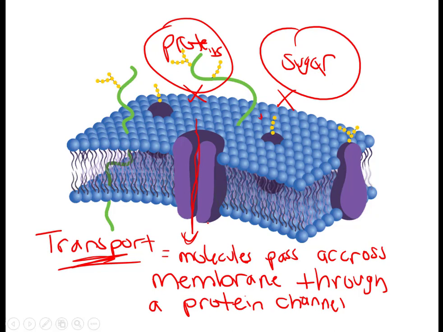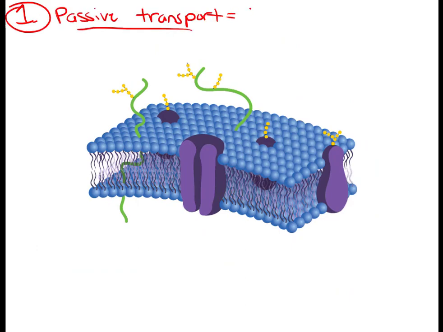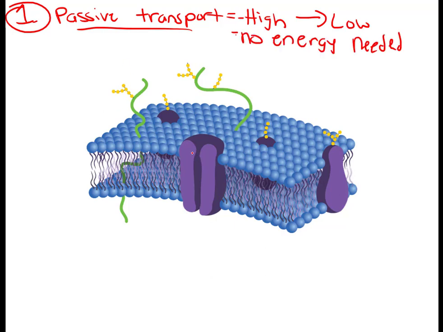Now there's two different types of transport. The first type of transport is called passive transport. During passive transport, molecules move from a high concentration to a low concentration, and no energy is needed. Okay, so for example, after you eat a huge meal, like some nachos and some margaritas, there's a ton of sugar in your body. This is the outside of your cell. So there's a ton of sugar in your bloodstream. You're on a sugar high. And so this is a very high concentration of sugar.